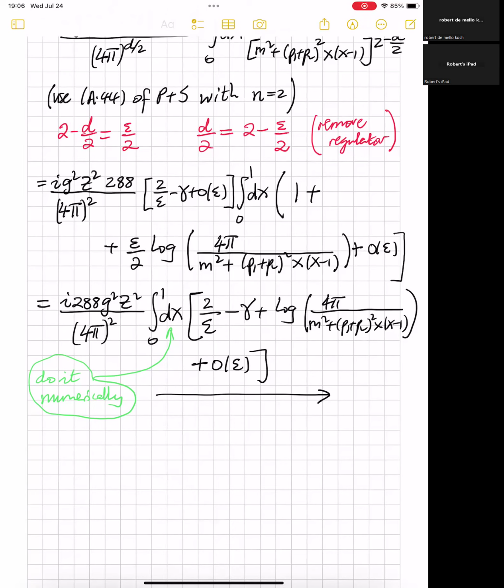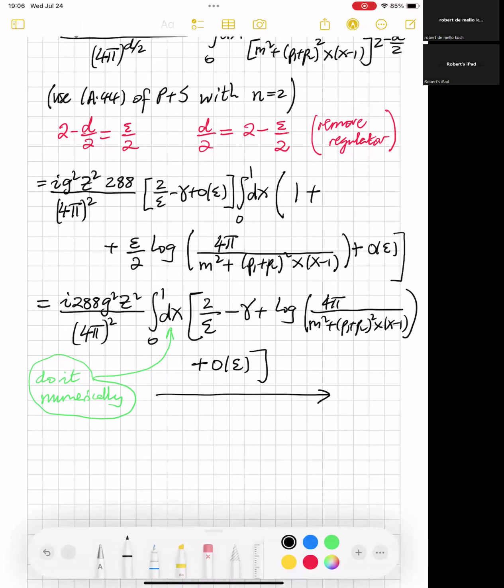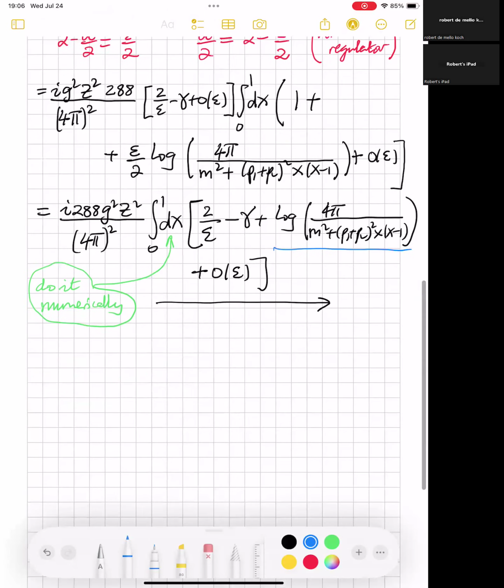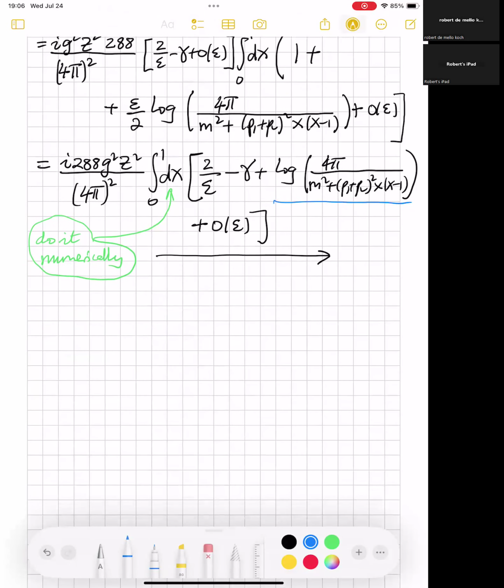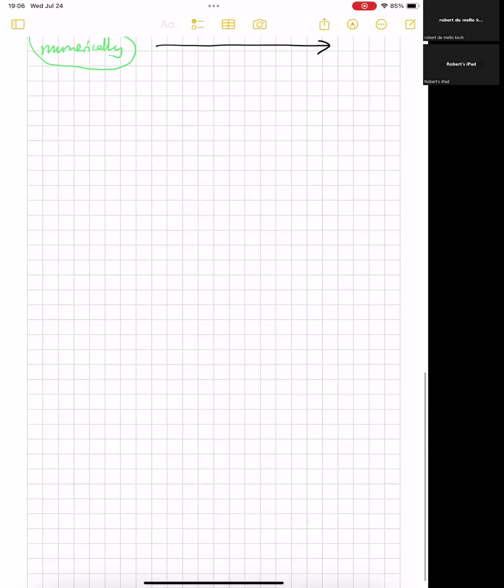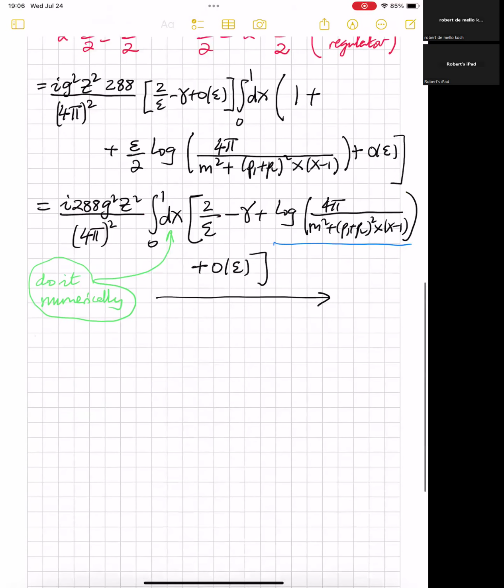Now there's a comment. There's one loose end to tie up. If we look at that log sitting there, it might look a little bit weird to you. It should look a little bit weird. So let's think about this log. Well, we can rewrite this log as follows. This is the log of a over b is log a minus log b. So this is log of 4 pi. That looks fine. But then we've got minus the log of m squared plus p1 plus p2 squared times x and x minus 1.